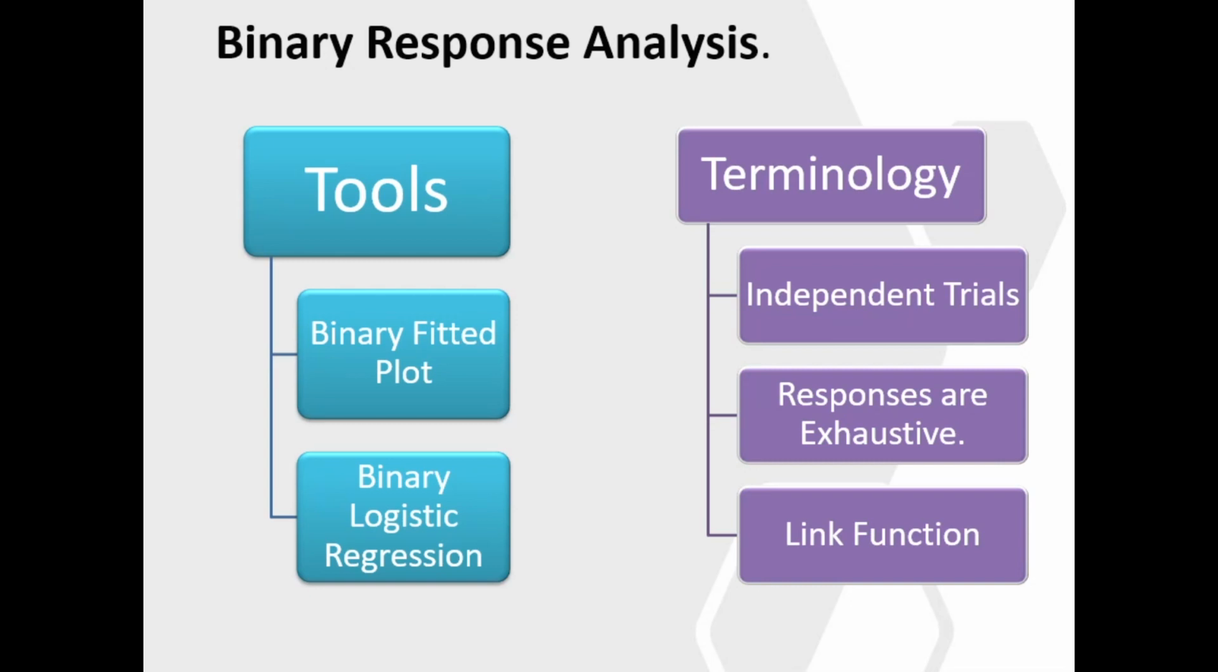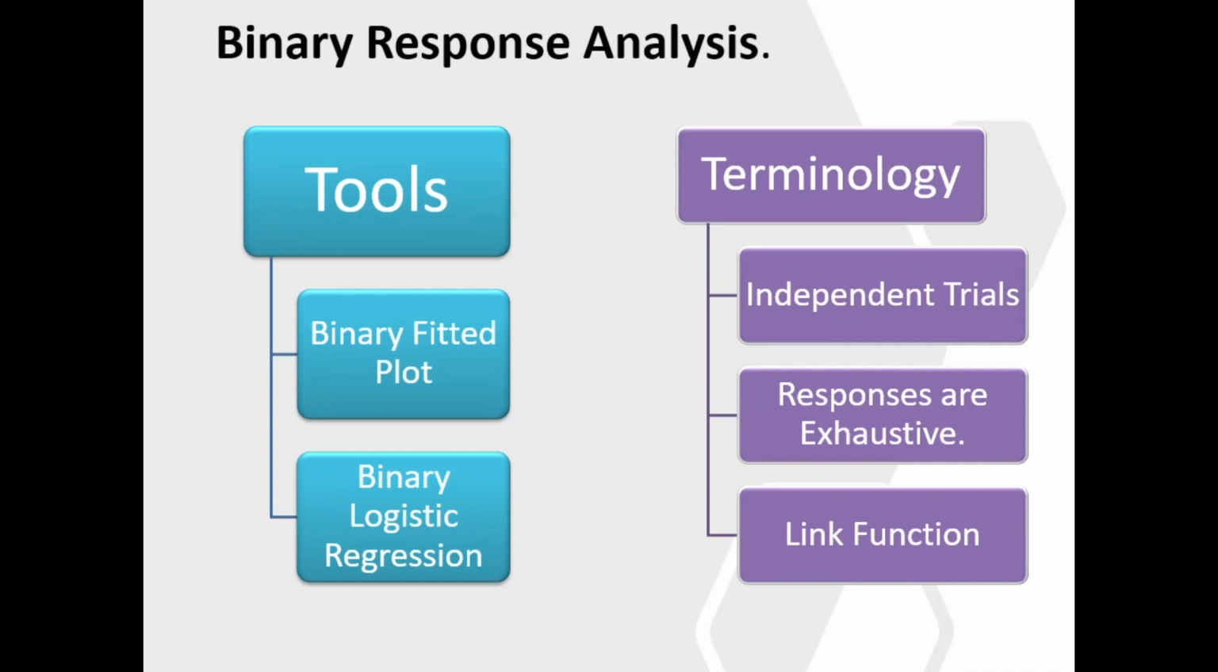We just need to go through some terminology as well, and this terminology applies to ordinal and nominal regression as well. The first thing is that trials need to be independent. If you were tossing a coin and you threw 10 heads in a row, what's the chance that that would affect your 11th throw? Well, if the trials were independent, it wouldn't affect your 11th throw, and the probability for throwing a head or tail would still be 50%.